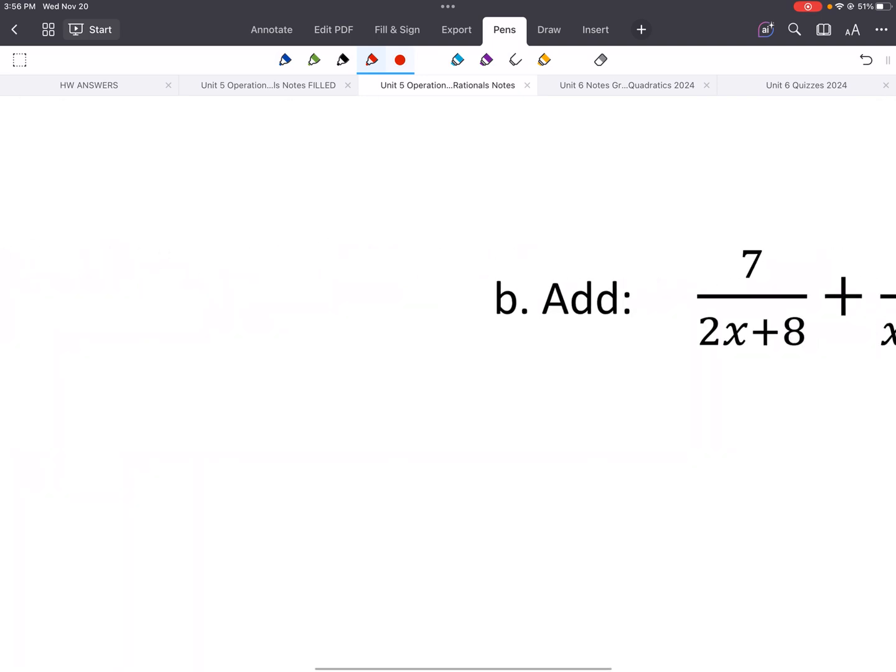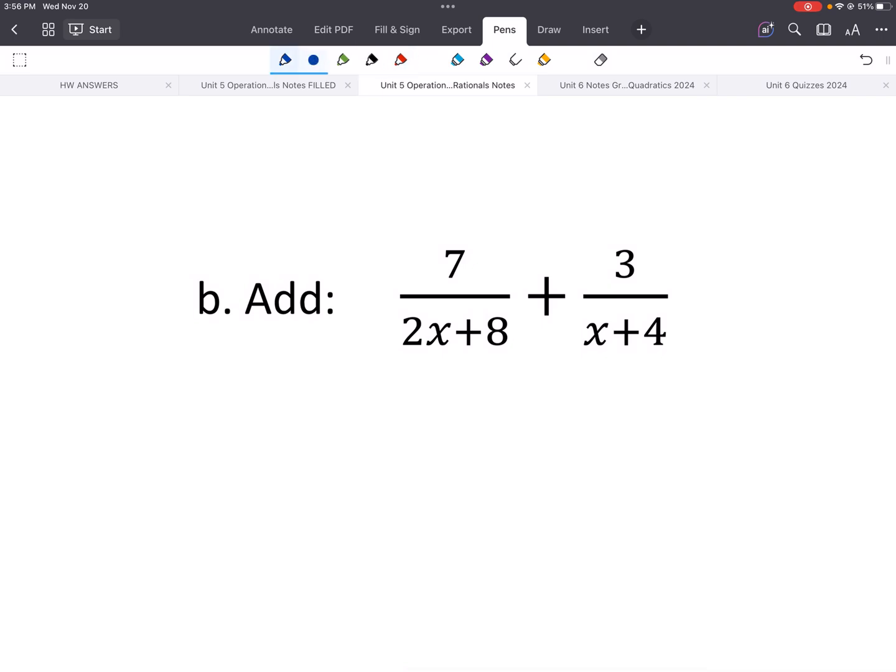Okay, let's try another one. Here's an example where we have denominators that are not the same. I understand that you could probably figure out what you would need to do to make them be the same. But I'm going to ask you kindly to always start by factoring. See if there's something we can factor. So here if we look at the denominator on the left, we can factor out a 2, and then we end up getting x plus 4. Sorry, I'm having a hard day.